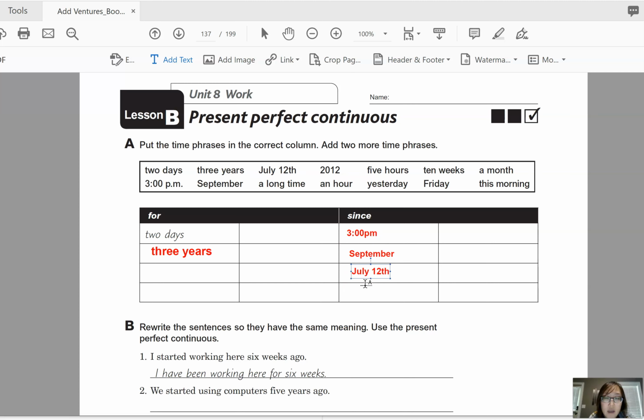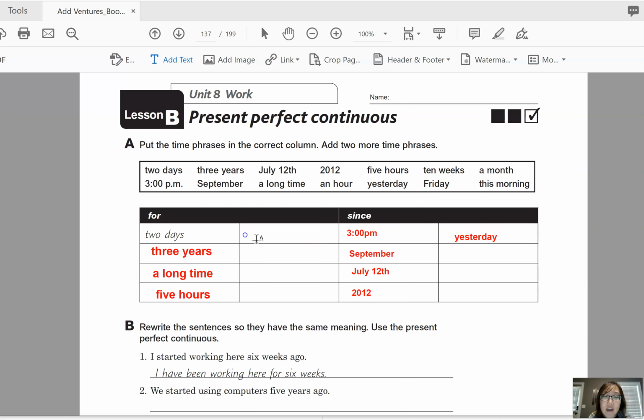And then a long time. That is a duration, so you are probably familiar with that phrase, for a long time. Okay, and then 2012. That's also a specific year, so we can say since 2012. 5 hours, that is a duration, for 5 hours. Okay, yesterday, since yesterday. Okay, forget that. Sorry. Let's look at the next one.